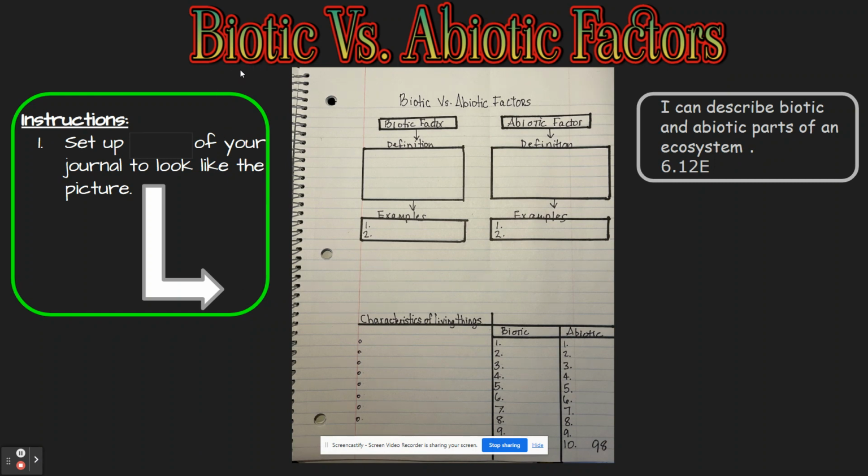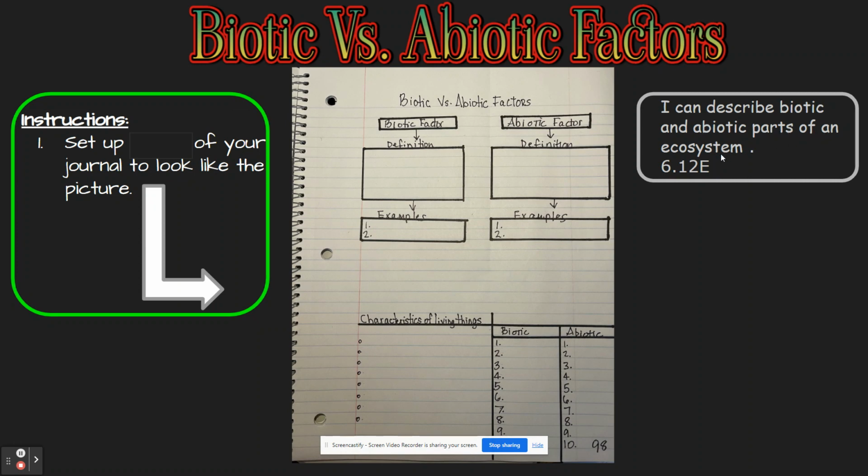We are looking at biotic versus abiotic factors. Bio means live or living, versus abiotic factors. Put an A in front of it, that's the opposite. So, living versus non living factors. Our objective today, or agenda: I can describe biotic and abiotic parts of an ecosystem.